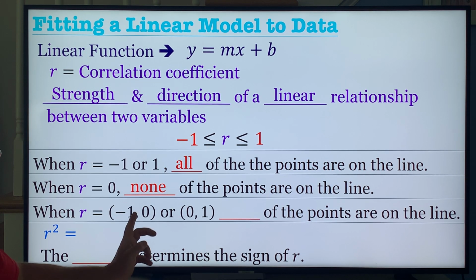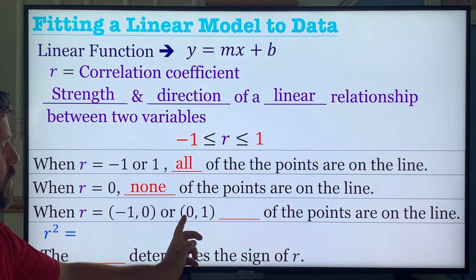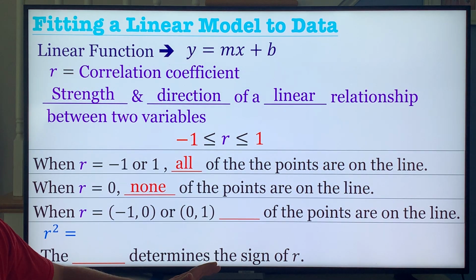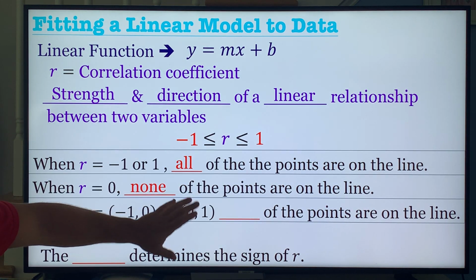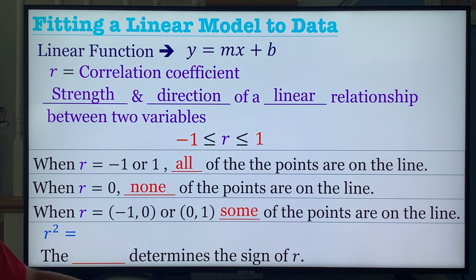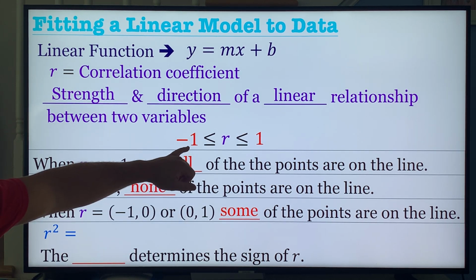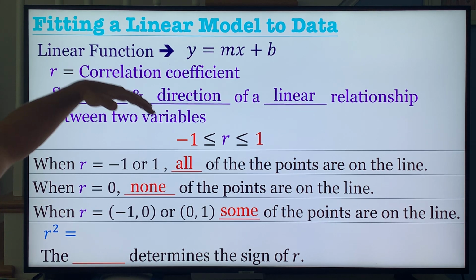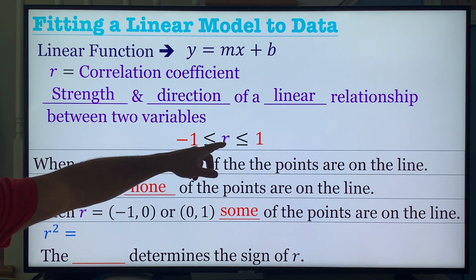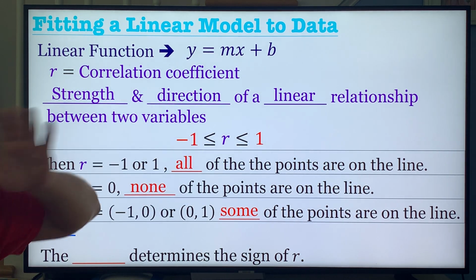When R is between -1 and 0, not including the two, or between 0 and 1, blank of the points are on the line. So not all, not none, but some. Now, here's how this works. If R is negative, your graph is going to be going down, like a negative slope. If R is positive, your graph is going to be going up, with a positive slope.